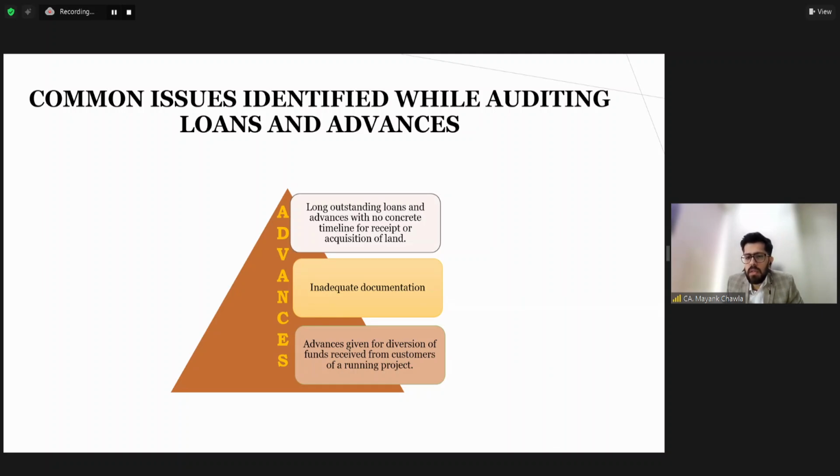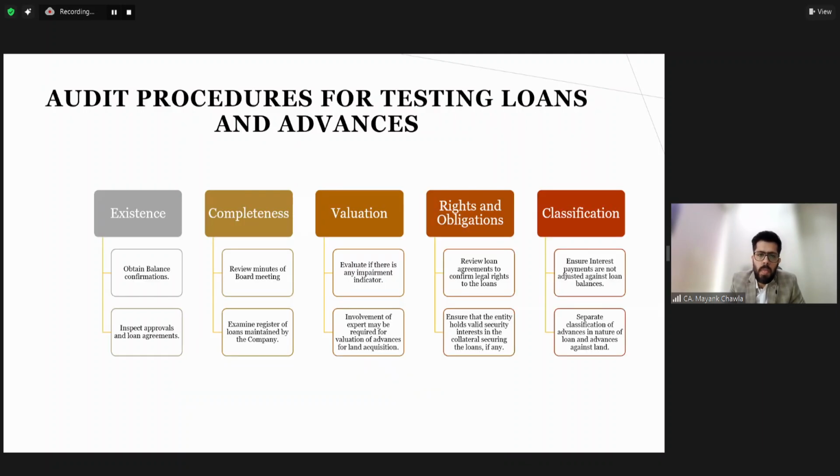Then advances, as I told you, are generally given as a diversion of funds as well. So we need to evaluate the intent of the company while they are giving those advances, because that will help us understand whether we'll be able to reduce the audit risk to a certain low level or not. Now, what kind of procedures can we do?